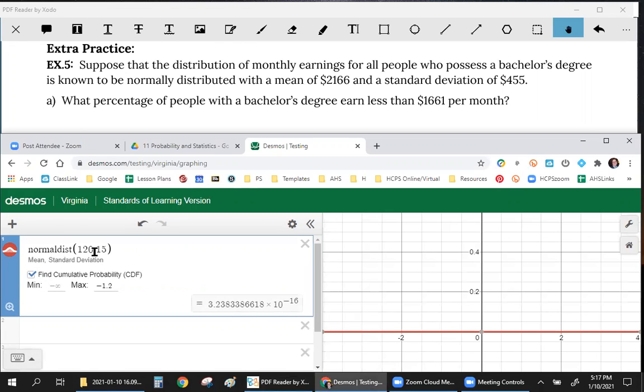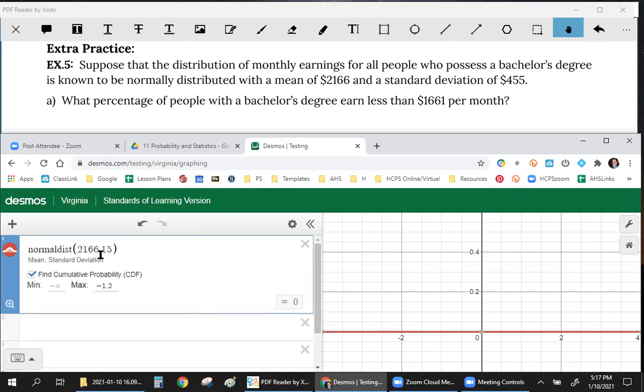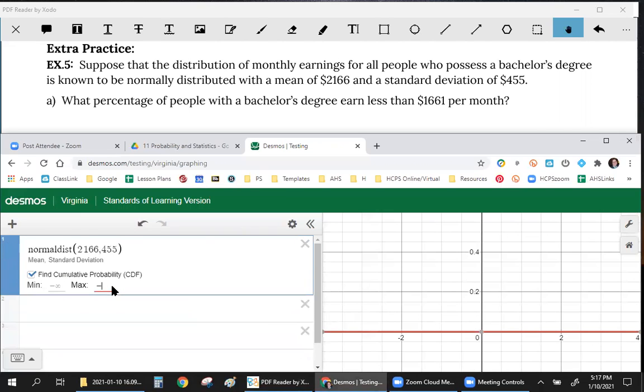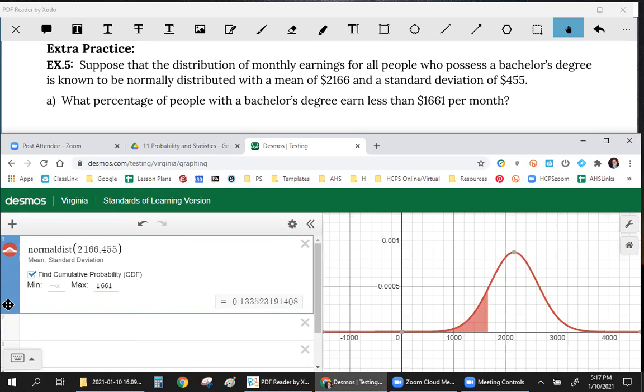We need to make sure we type in our mean, which in this case was 2166, and then our standard deviation was 455. So the first problem was what percentage of people with a bachelor's degree earn less than 1661 per month? Making sure that you have that find cumulative probability checked off, what do we have to put in for our minimum or our maximum? Well, if we're going less than 1661, that needs to go in as our maximum value. So 1661, and then it spits out our value. And if we want to see what this looks like, hit the little plus sign and it will zoom in to show you the shading on the graph.